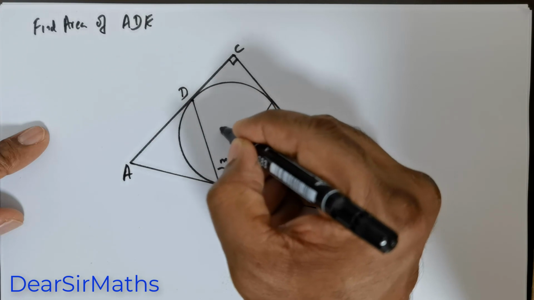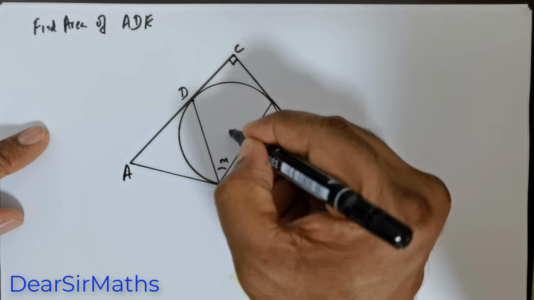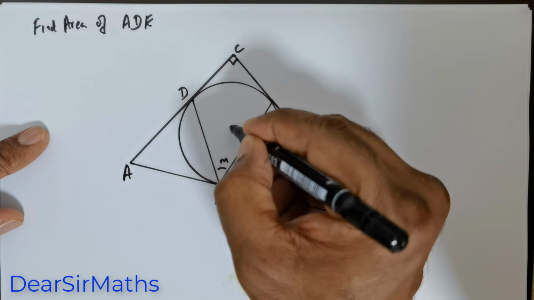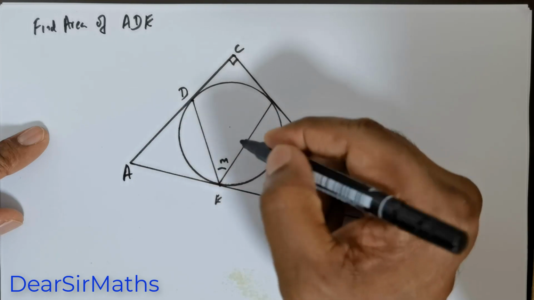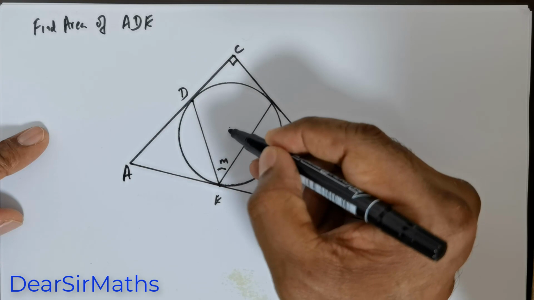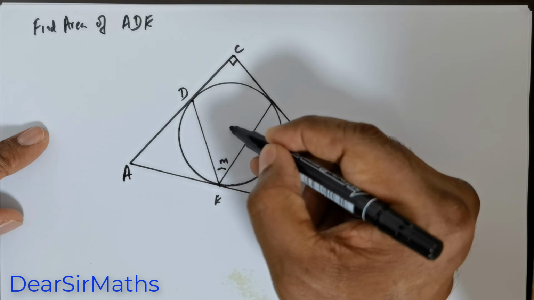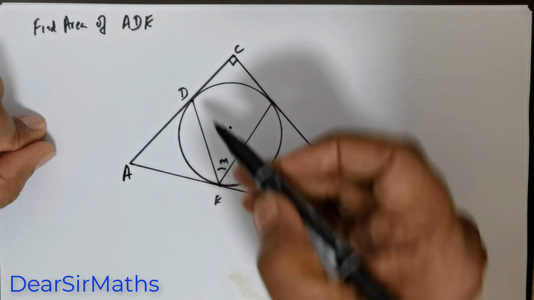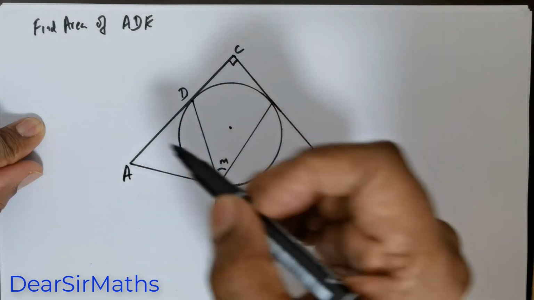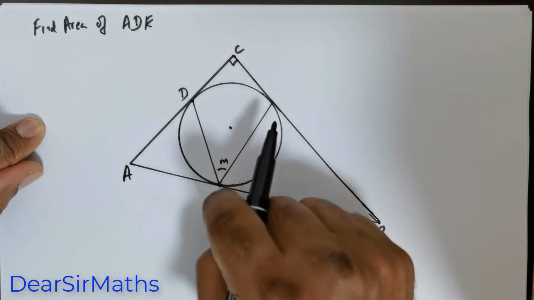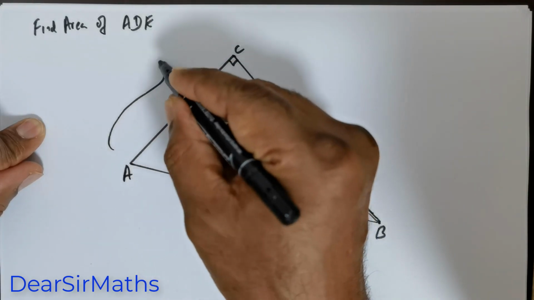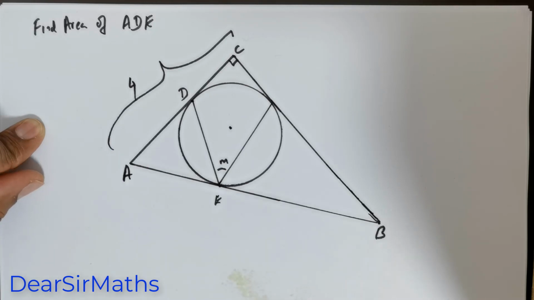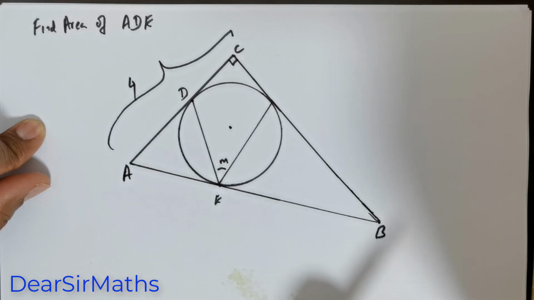and let me take this to be the center. Okay, I'm trying to put the center in such a way that it is acceptable. Okay, that's the center. Now we are interested in obtaining the area of ADE, and we are given this side to be 4 units. We are not given anything about AB.